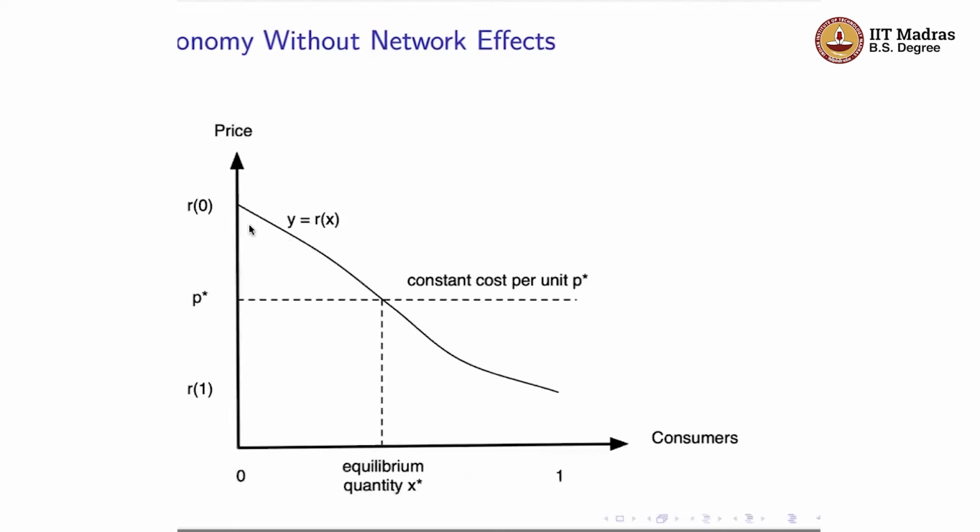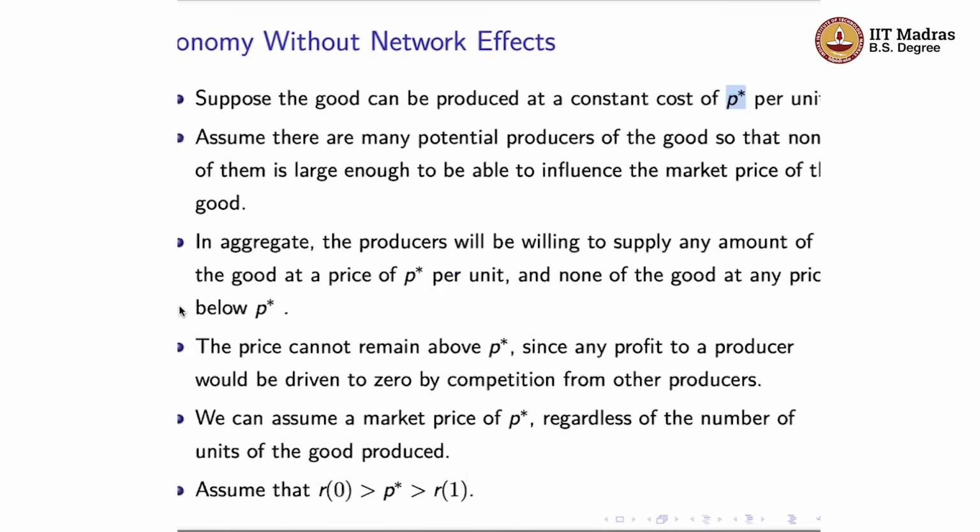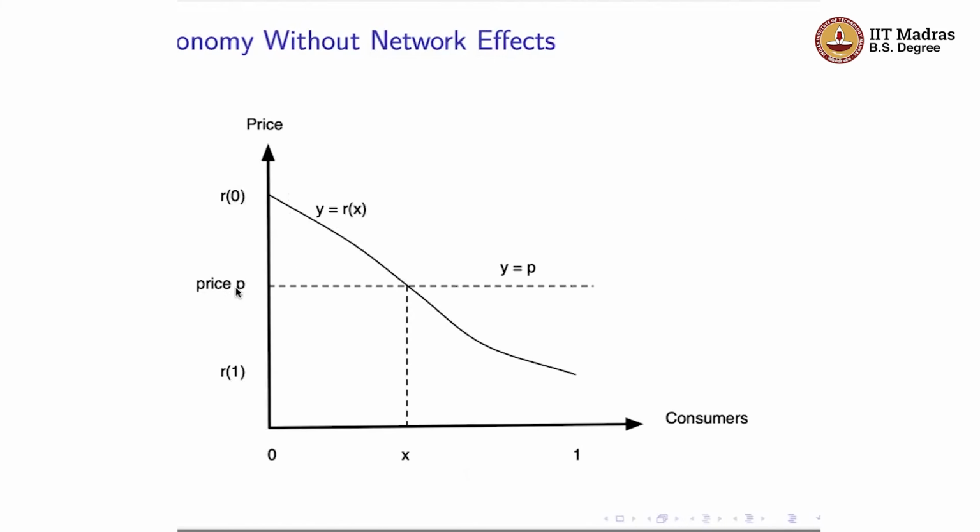So we can again represent this graphically. Remember, this R of X was the inverse demand curve on the basis of which we could derive the demand curve. And this P star is a parameter that is given to us. Recall that this is a bit different from the way in which we derived the demand curve. In the demand curve, we said, give me any value of P, I can find out a corresponding value of X, the quantity demanded. I can take any value of P between R0 and R1, and I get a value of X between 0 and 1. If I take a value of P above R0, then the value of X is 0. If I take a value of P below R1, then the value of X is 1.